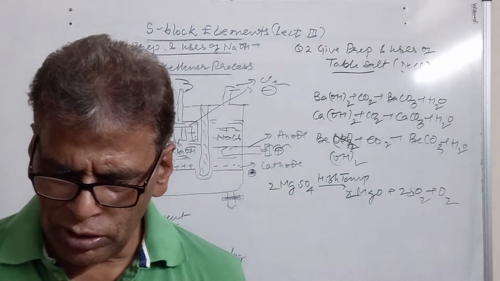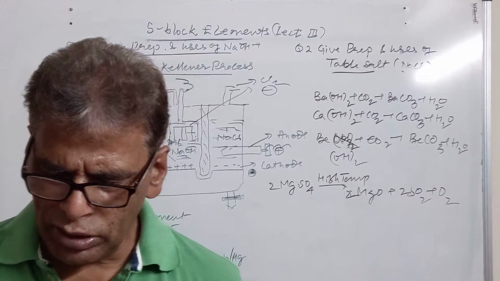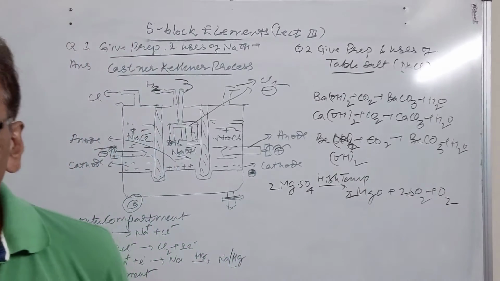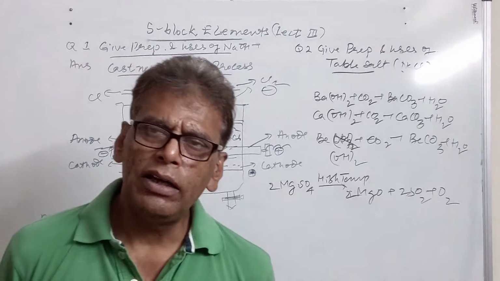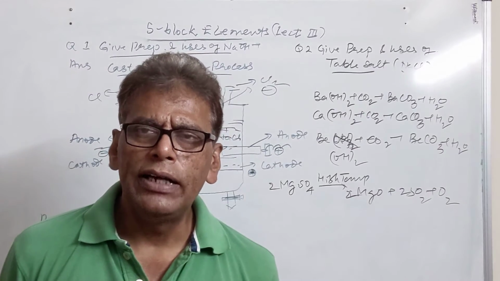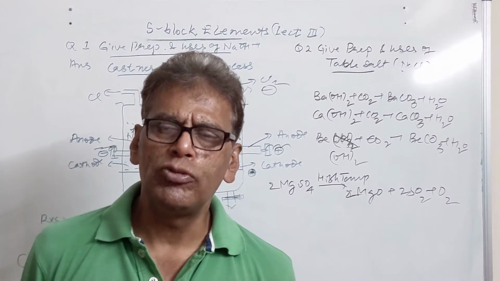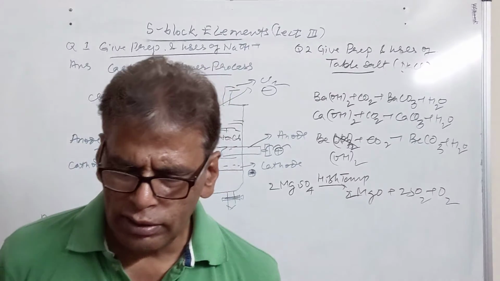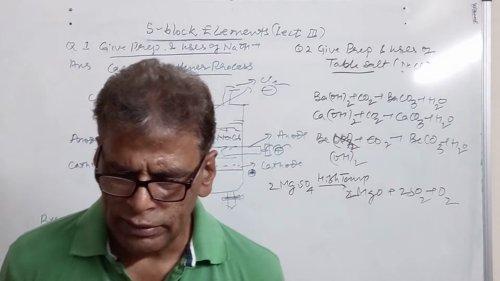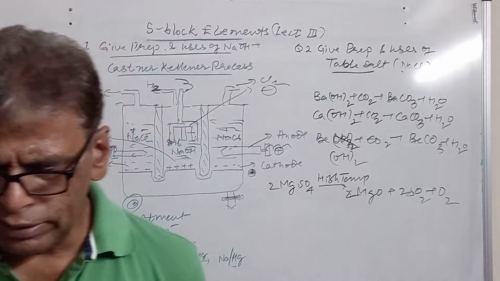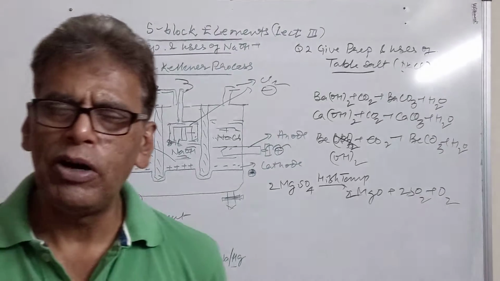Then comment upon the action of heat on carbonates and nitrates of these metals. Whether they are carbonates, hydroxides or nitrates of these metals, when they are heated, they produce metal oxide, water and carbon dioxide along with that. So this is the action of heat on these compounds.